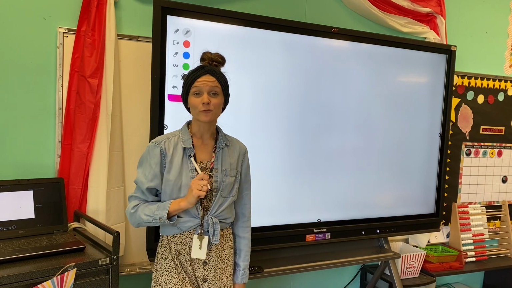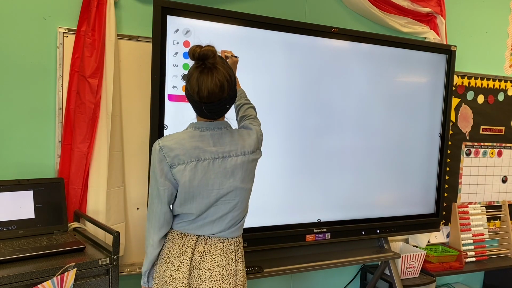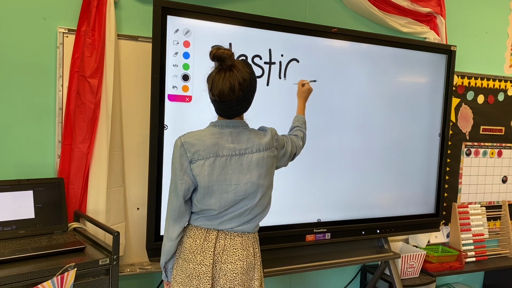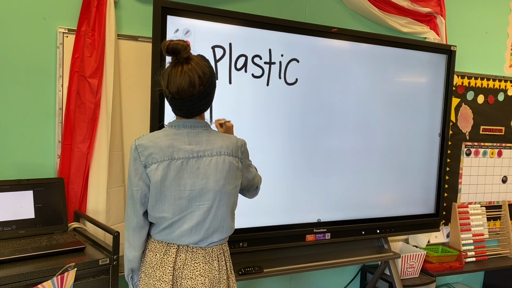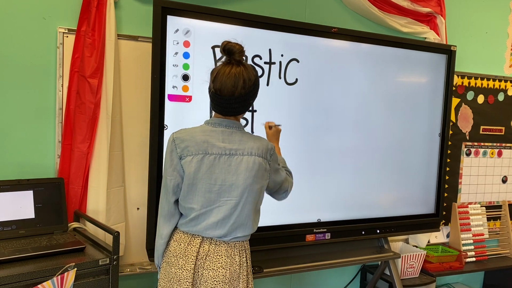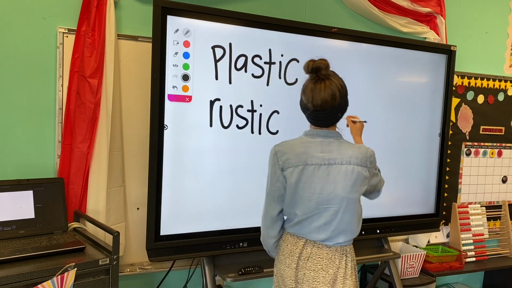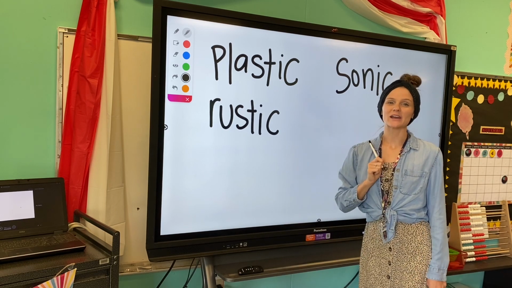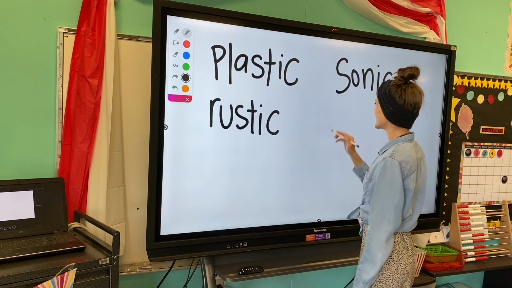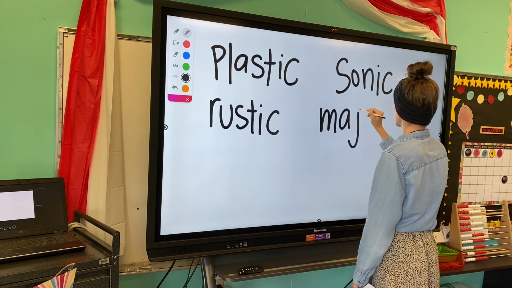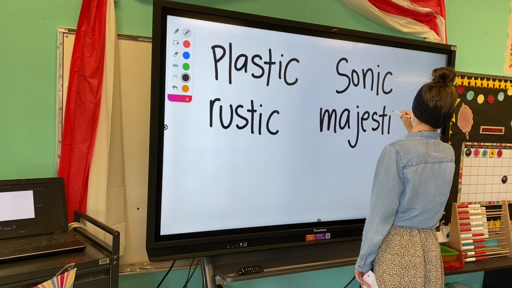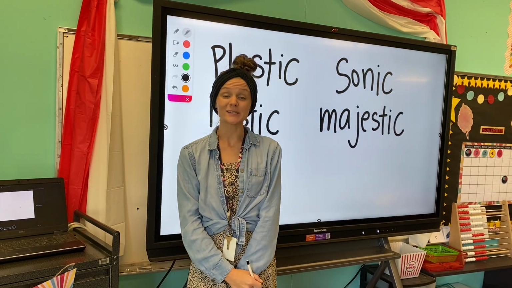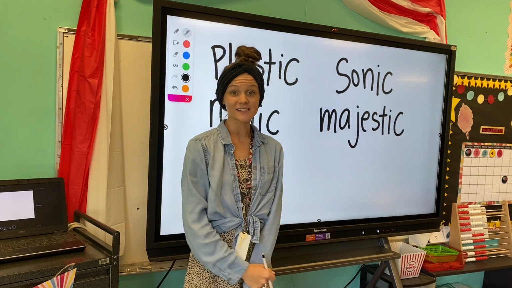So I'm going to write several words up here on the board. First, I'm writing the word plastic. And now I'm going to write the word rustic. Next, I'm writing the word sonic. And finally, I'm going to write the word majestic. Ooh, that's a long one. Excellent! So how is the final K sound spelled in each of these words?